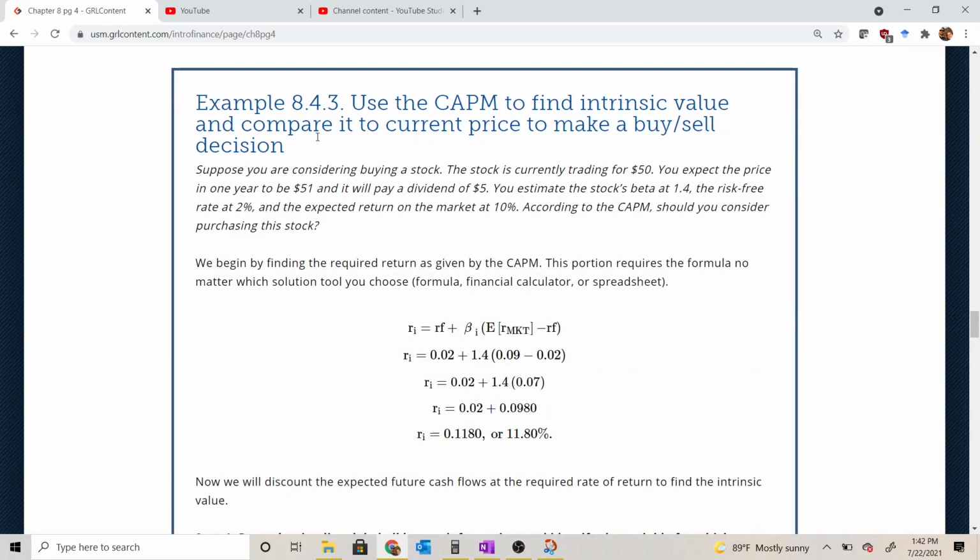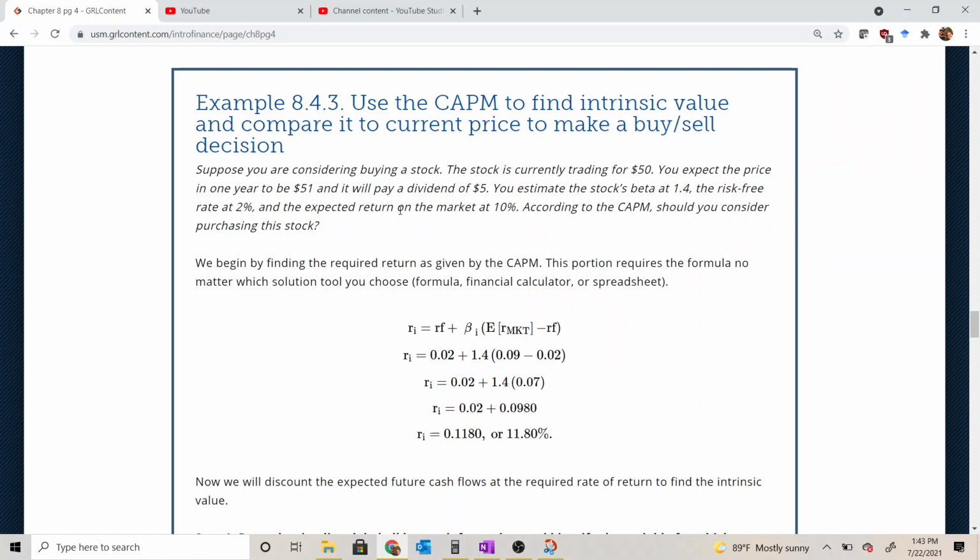Example 8.4.3. With this one, we're going to use the CAPM, the capital asset pricing model, to find intrinsic value and then compare that to current price to make a buy or sell decision on a stock. We have the exact same setup as in example 8.4.2, where we used the CAPM to calculate the minimum required return, then calculated the expected return on the stock and compared those two to see if the stock offered a high enough return to compensate us for its risk.